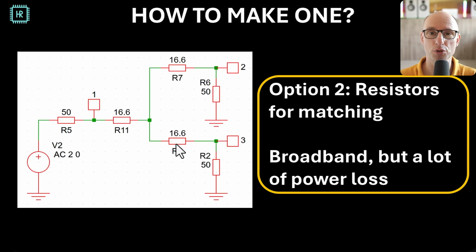So one thing you could do to solve the problem is add resistors. If you add 3 resistors with a value of Z0 divided by 3, or 50 divided by 3, which is 16.6 ohms, then you solve all matching problems. It's very broadband because you have no resonating parts in here. The only disadvantage is you'll get a lot of loss because these resistors produce heat.